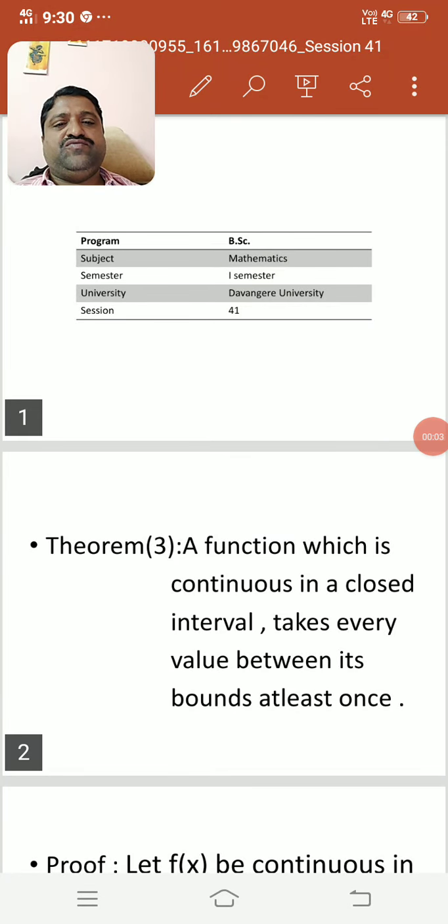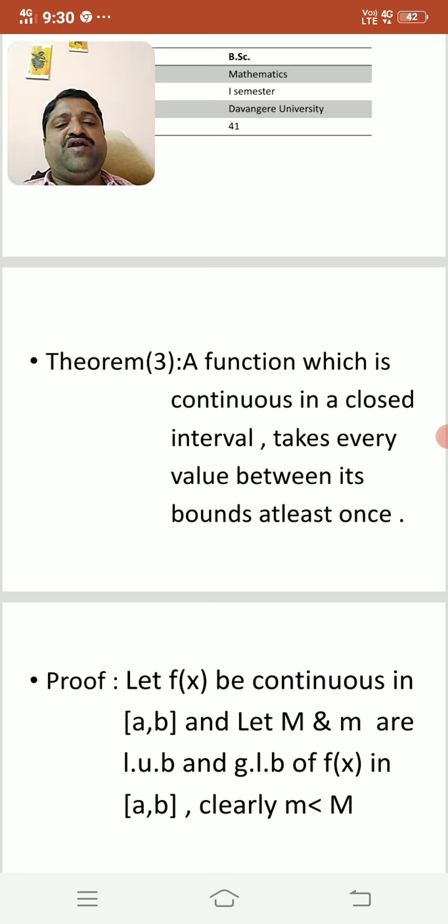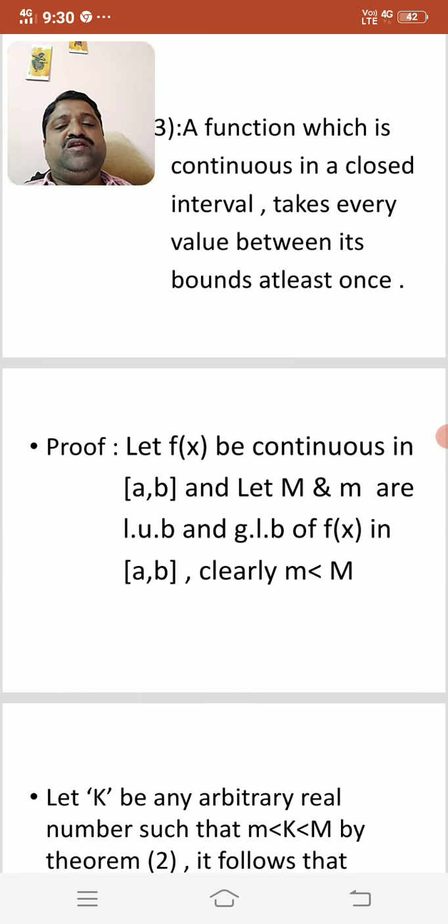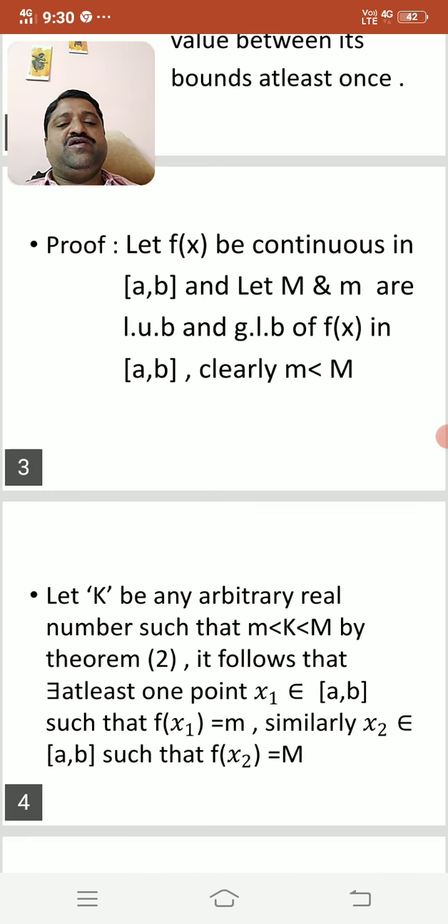Session 41, theorem number 3. A function which is continuous in a closed interval takes every value between its bounds at least once. Proof. Let f(x) be continuous in the closed interval [a, b], and let capital M and small m be the LUB and GLB of the function f(x) in the closed interval [a, b].